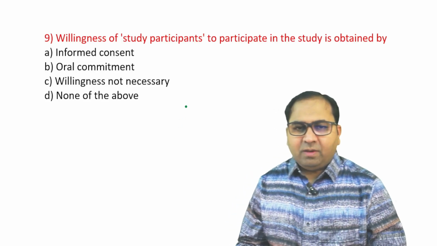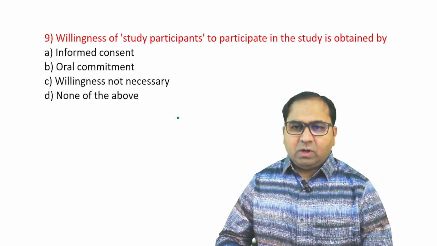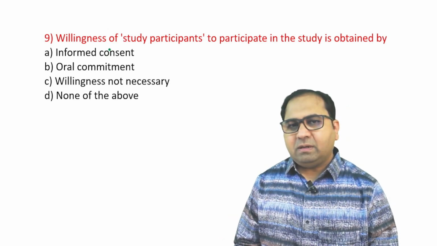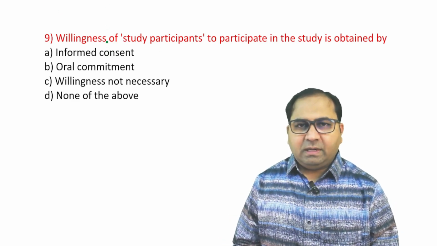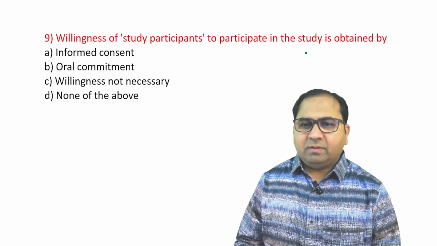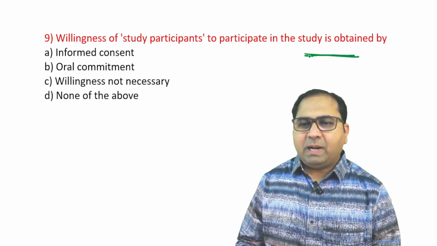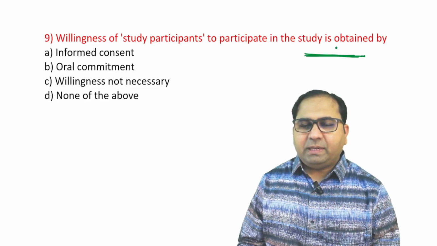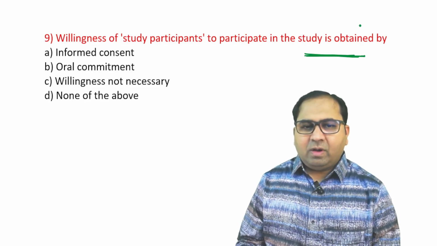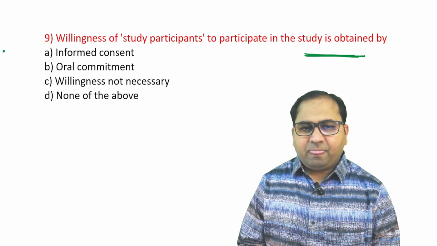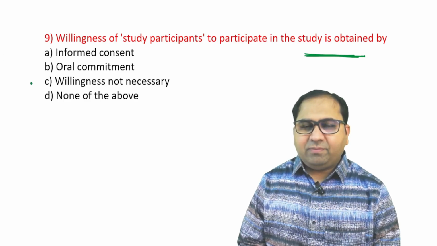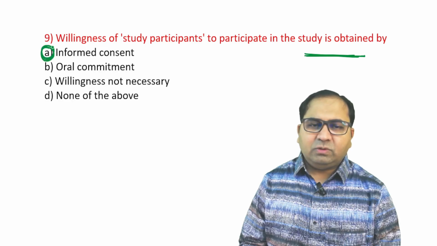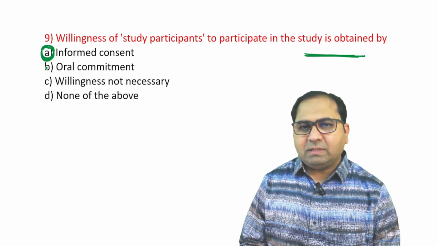Next question. Willingness of study participants to participate in a study is obtained by what? This should be the simplest answer of all the questions. It is probably a one line, or what do you say, a fill in the blank type of question. It is easily understood. Options are A, informed consent, B, oral commitment, C, willingness is not necessary, or D, none of the above. It is as simple as such. You should take informed consent.